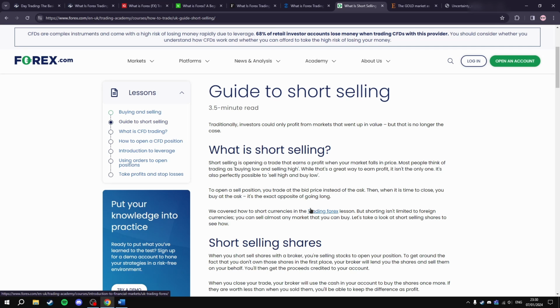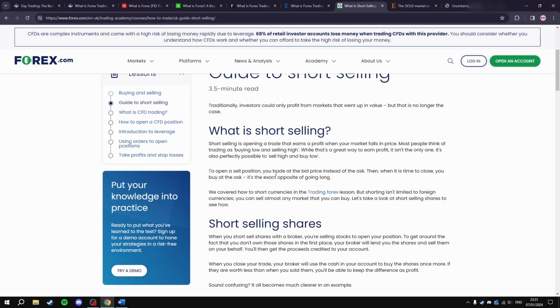Most people think of trading as buying low and selling high. Whilst that's a great way to earn profit, it isn't the only one. It's also perfectly possible to sell high and buy low. Buy low and sell high. Sell high and buy low. Is that not the same? Sell high, buy low.